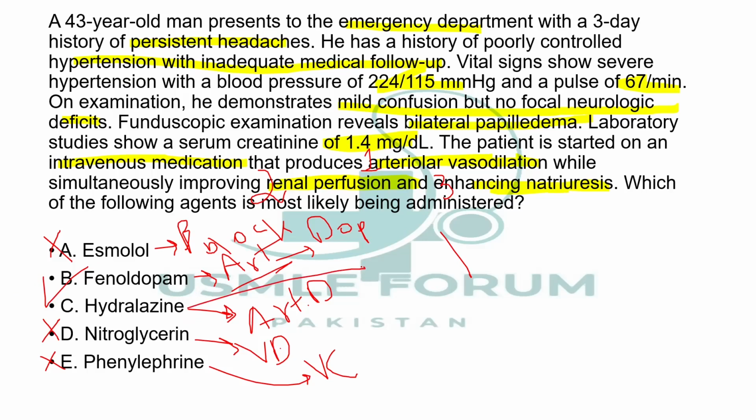Hydralazine has no renal effects. No renal effects. Okay. Although it is an arterial dilator, it has no venous effects. So fenoldopam is the right answer. Remember, it is a dopamine agonist, so it has renal effects and is also an arterial vasodilator because dopamine receptor causes vasodilation.